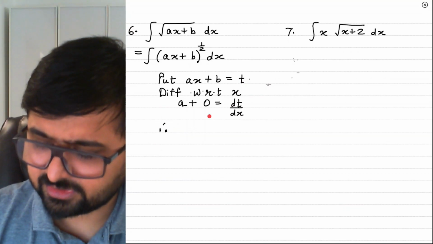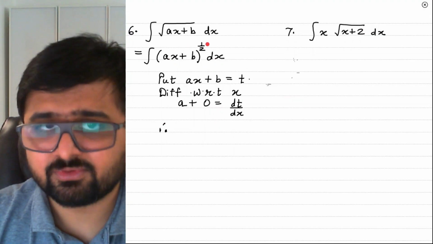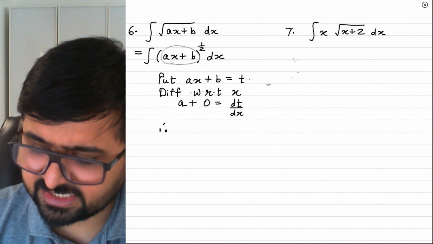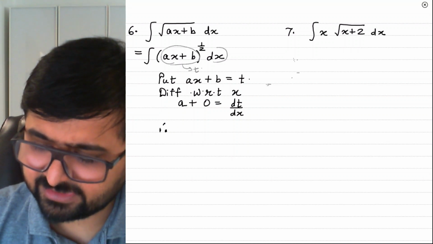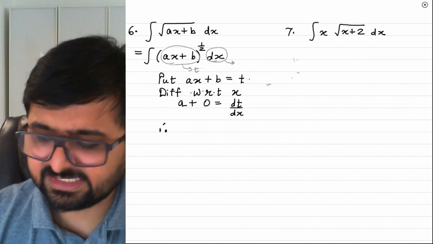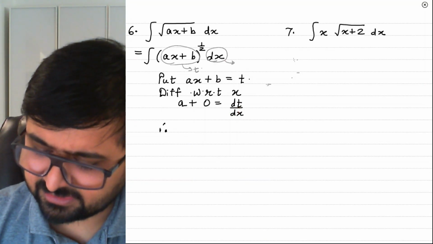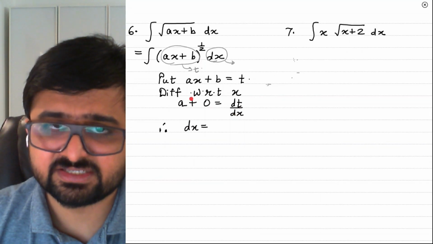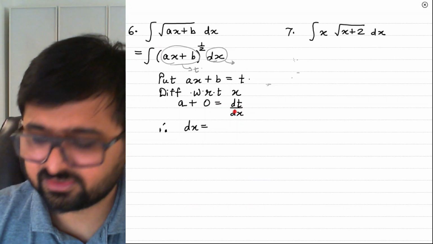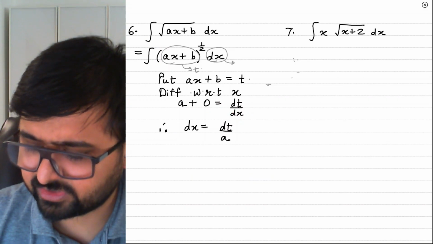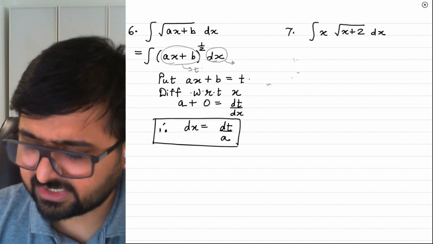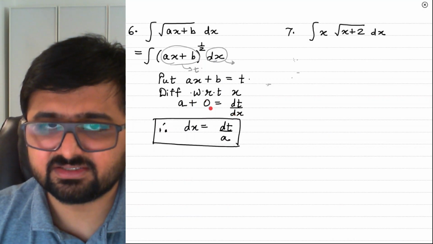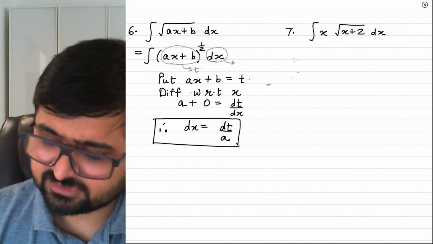Therefore, remember that here now we have to convert this entire function in terms of t. So ax plus b is t, and we need to replace dx with dt in some way. So let's find that value of dx. Let's take the dx in the numerator and that a in the denominator. This a plus 0 is a, so dx is dt over a.